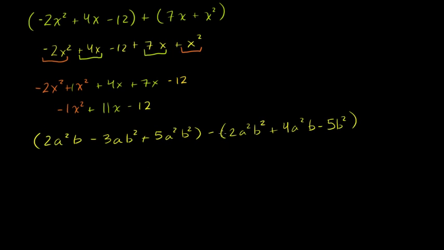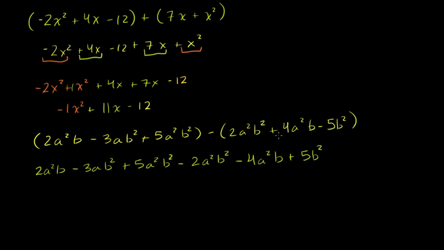So the first thing you want to do is distribute this minus sign. So this first part we can just write as 2a squared b minus 3ab squared plus 5a squared b squared. And then we want to distribute this minus sign, or multiply all of these terms by negative 1, because we have a minus out here. So minus 2a squared b squared minus 4a squared b. And the negative times the negative is plus 5b squared.